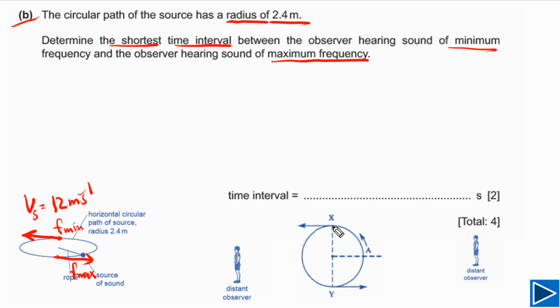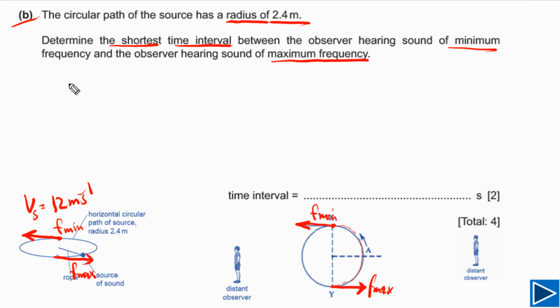You can also look at this diagram. When the source is moving directly away, frequency will be minimum, and when the source is moving directly towards the observer, meaning towards the listener, frequency will be maximum. Now if we can find the shortest distance between these 2 points, then we can simply divide by the speed of the source, and we can find the shortest time interval.